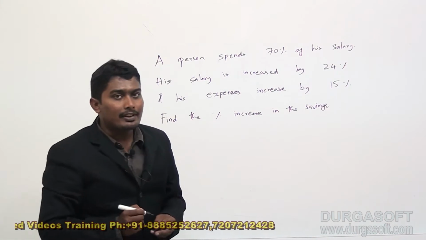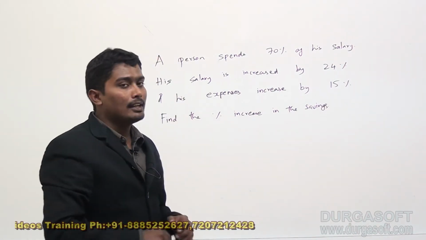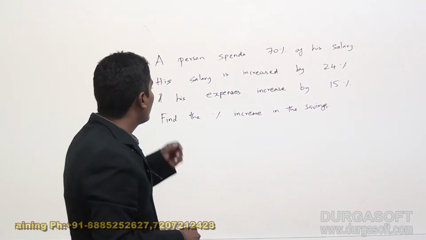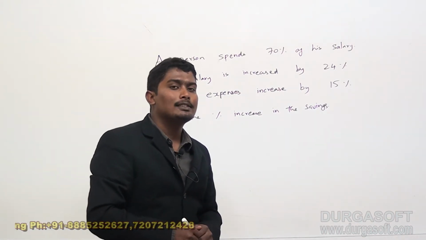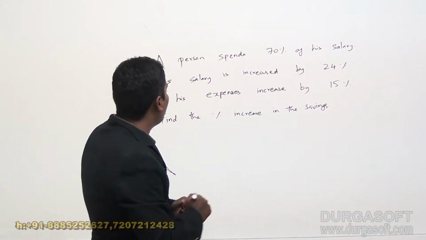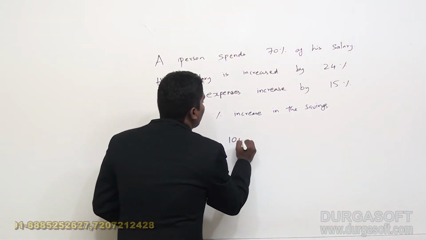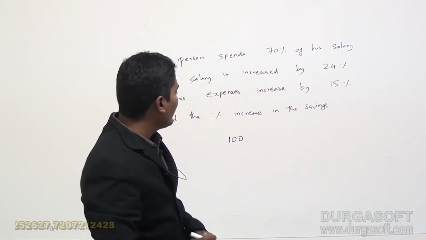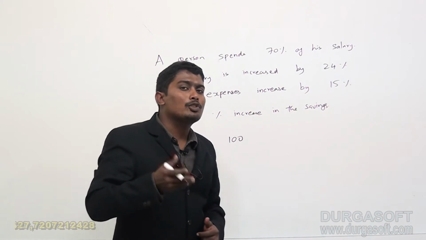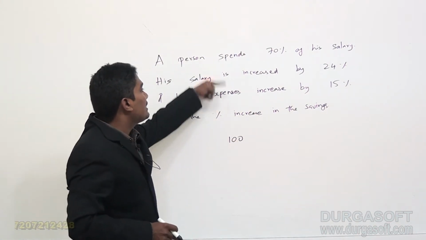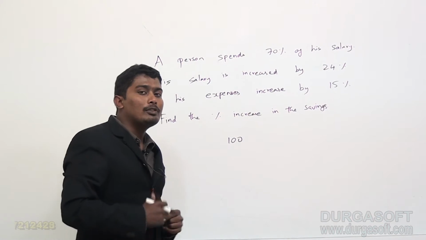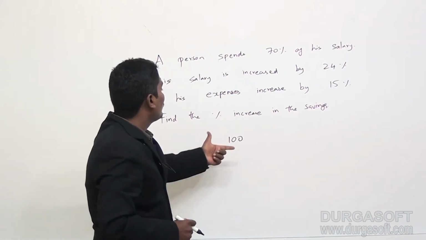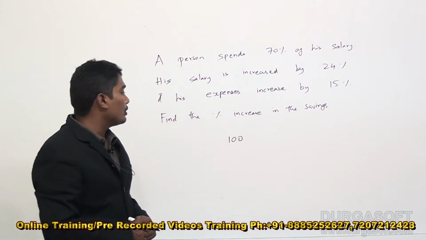A person spends 70% of his salary. His salary is increased by 24% and his expense increases by 15%. Find the total percentage increase in his savings. In this case, I'll assume the salary is 100 rupees initially, because in any percentage or profit and loss problem, when no exact value is given, I can assume the base value to be 100. So here I'll assume that the salary of the person is 100 rupees.